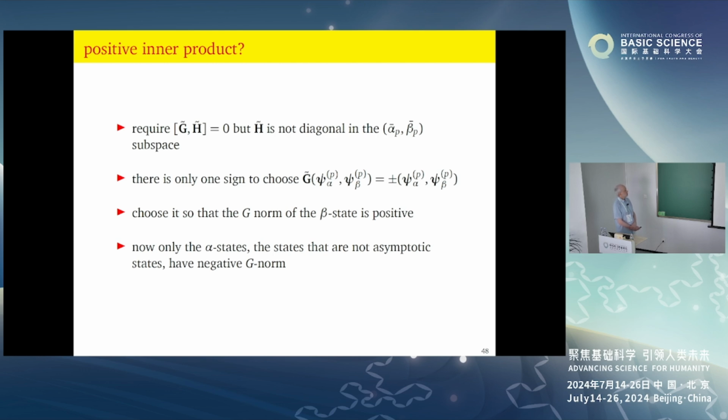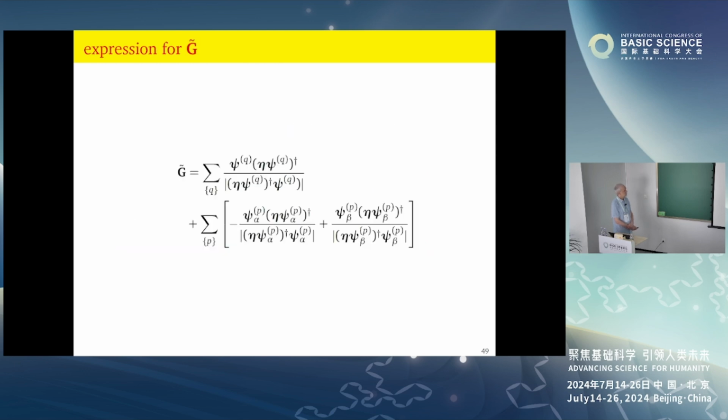And asymptotic states are those states that can participate in a scattering experiment. Okay, so what about a positive inner product with these strange complex eigenvalues floating around? Well, again, we would require this condition, but H twiddle is no longer diagonal in the spaces that we're talking about. So that means we have less freedom in the choice of G twiddle. And in fact, G twiddle can only change both of these signs, these eigenvalues. These eigenvalues have to be the same for both states, either both plus or both negative. Okay, so that's still one degree of freedom, and that's enough to choose the G norm so that the beta state is positive. And then it's only the alpha states, the states that are not asymptotic states, that have negative G norm. And here's the explicit representation for this G twiddle matrix.